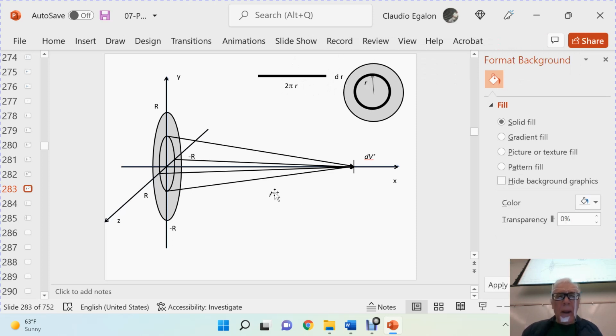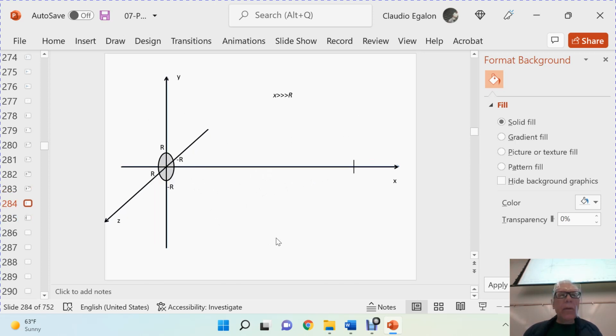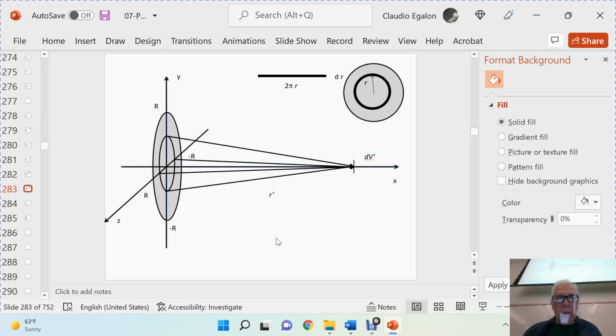See, I have an r prime. This r prime is different, right? We have an r prime, that's the distance of the ring to the point, and we have the r, that's the radius of your infinitesimal ring. And let's see here. Good. I got everything.